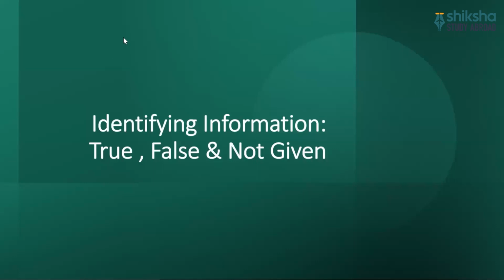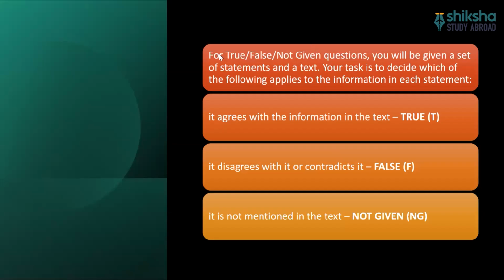All right, so let's start with the first topic of the webinar, which is identifying information, true, false, and not given. So let's read about it. For true, false, and not given questions, you will be given a set of statements and a text. Your task is to decide which of the following applies to the information in each statement. First, it agrees with the information in the text. That means the answer will be true. It disagrees with it or contradicts it. That means it is false. And if it is not mentioned in the text, then the answer will be not given.